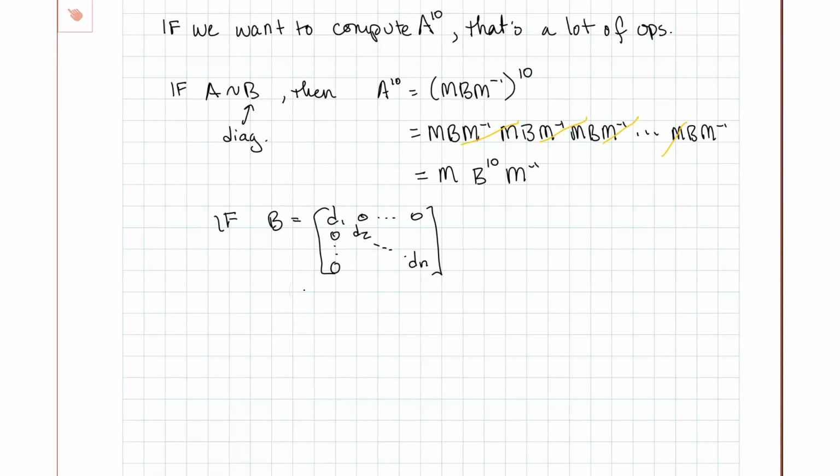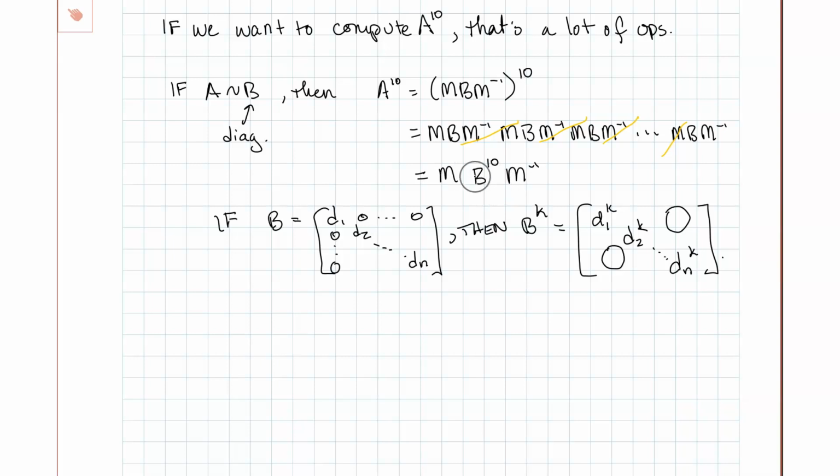Because if it's a diagonal matrix, then when we compute a power of B, we're just getting another diagonal matrix with the entries raised to that same power. So B to the K would be equal to D1 to the K, D2 to the K, all the way down to Dn to the K, with zeros everywhere else. So now we have this really easy power that we can compute. B to the 10th is just going to be whatever the diagonal entries are raised to the 10th power.